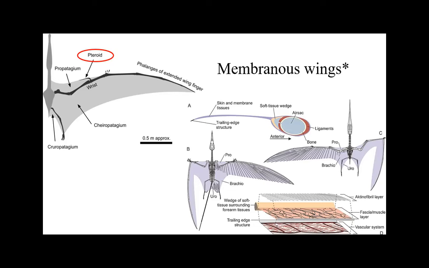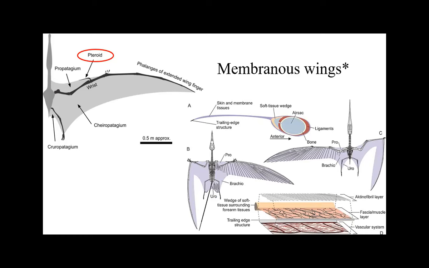I'm putting membranous wings there with an asterisk because there's so many adaptations that make this wing very derived. It's not just skin. There's layers to the skin that allow it to really stretch and move with an elasticity. Bats have similar structures in their skin wings, but they're not at all just loose and flappy when the pterosaur lands. They're very elastic.